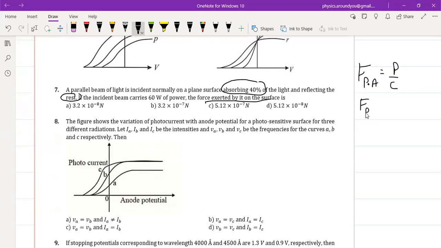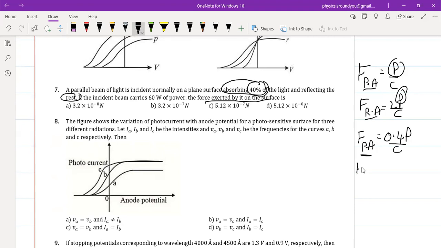Force acting on a perfectly reflecting surface is 2P by C, where P is the power in the incident light. But the problem here is the surface is neither perfectly absorbing nor perfectly reflecting. So what can I say? Due to perfect absorption, how much force is it experiencing? Only 40% of the power is getting perfectly absorbed. So for this, I can write 0.4 P by C.